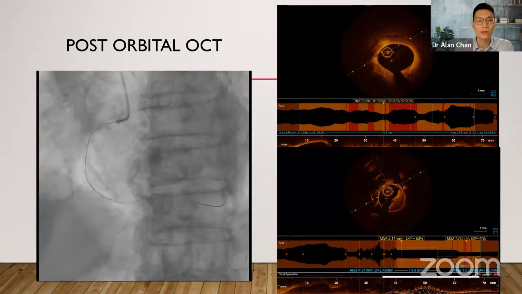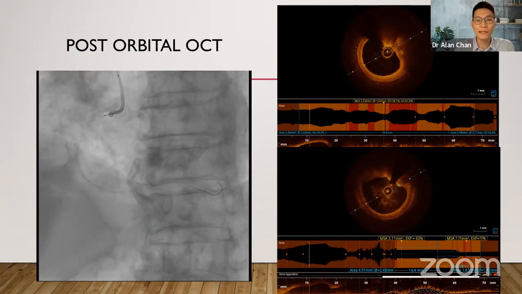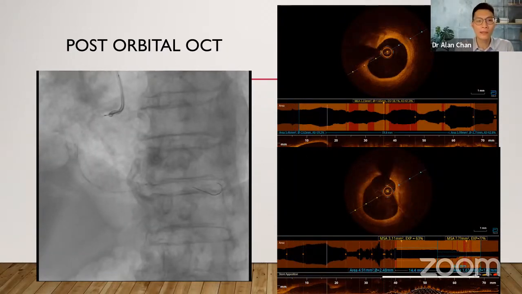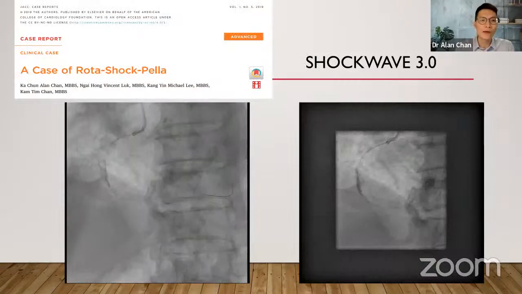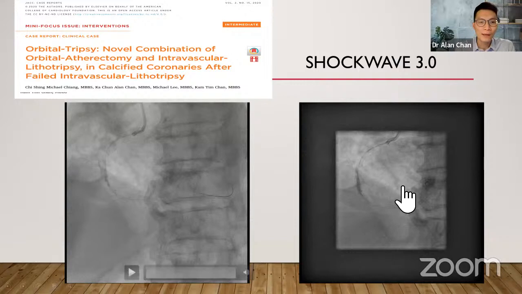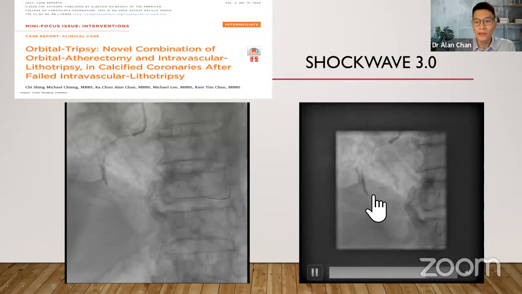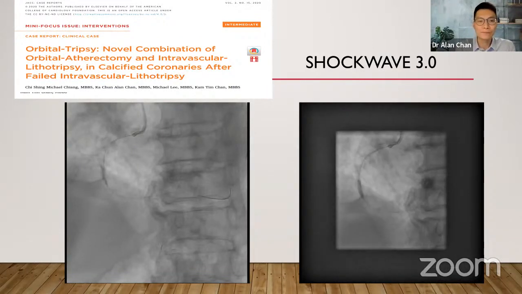Of course, the next step probably you may use an NC balloon, scoring balloon, or PM balloon. But in this particular case, we have experience using a combination approach, dating back to 2019. For example, Lampo, we talk about rotor shock, and this is one of the cases we described in the literature using orbital atherectomy and shockwave. Next step, we use the shockwave balloon again, and this time you can see we were able to yield the lesions beautifully from the angiogram.